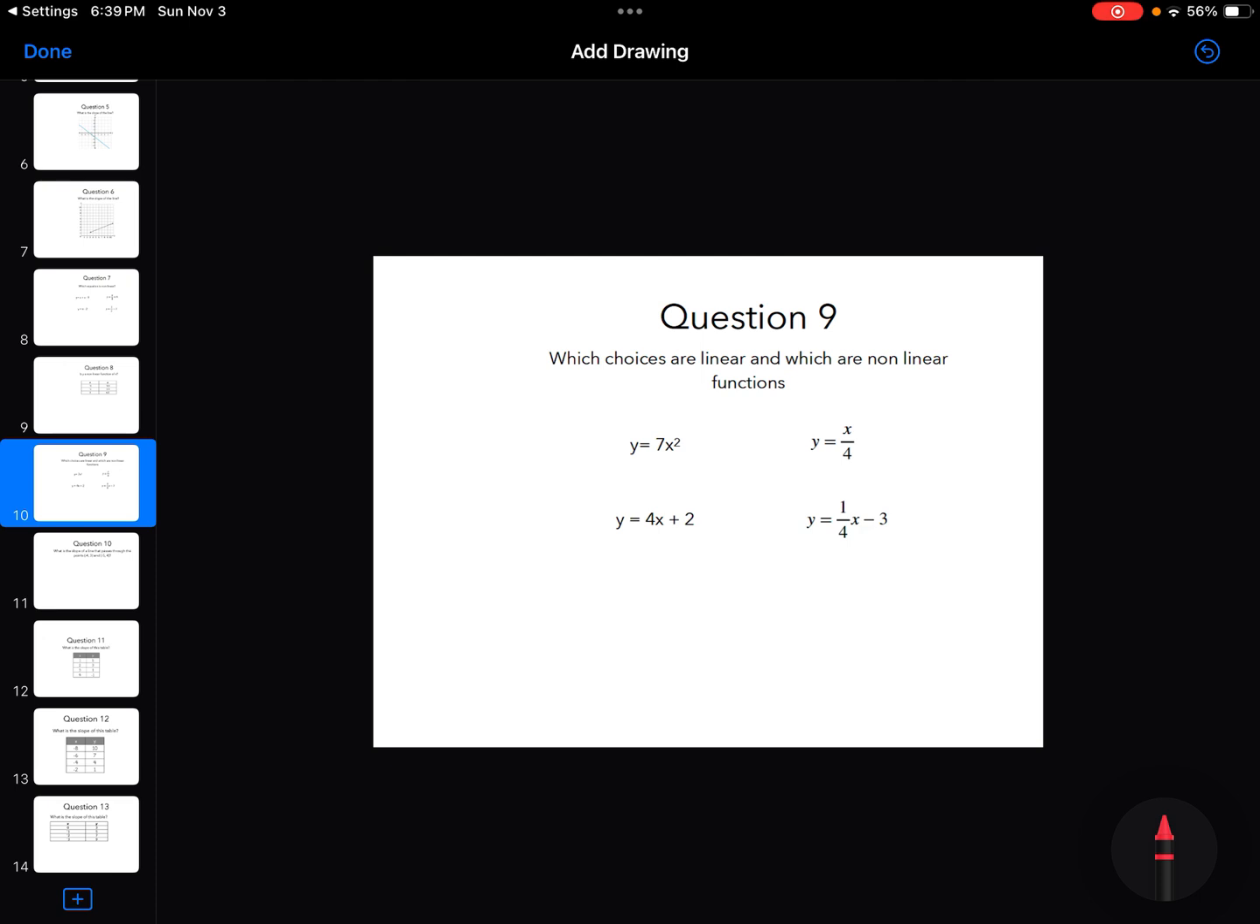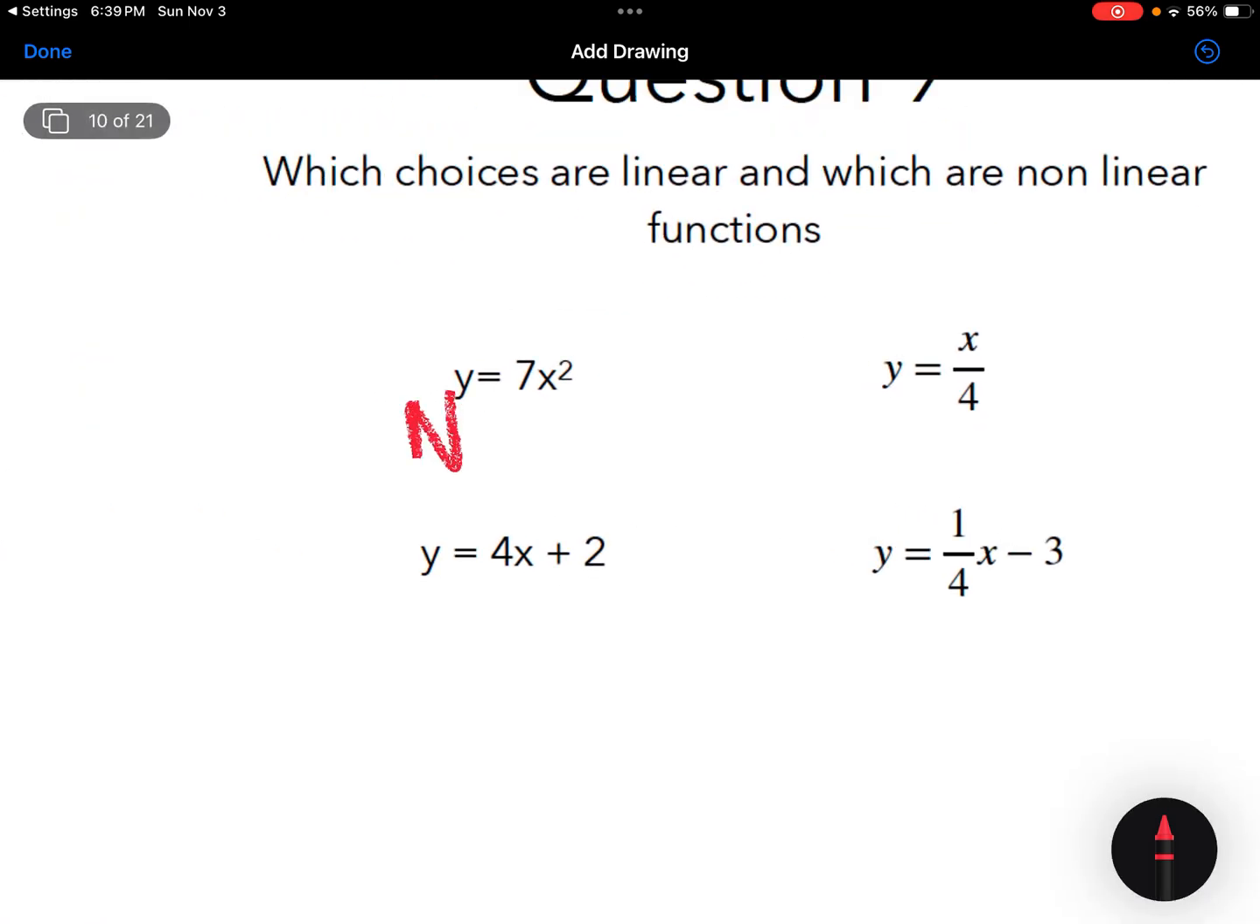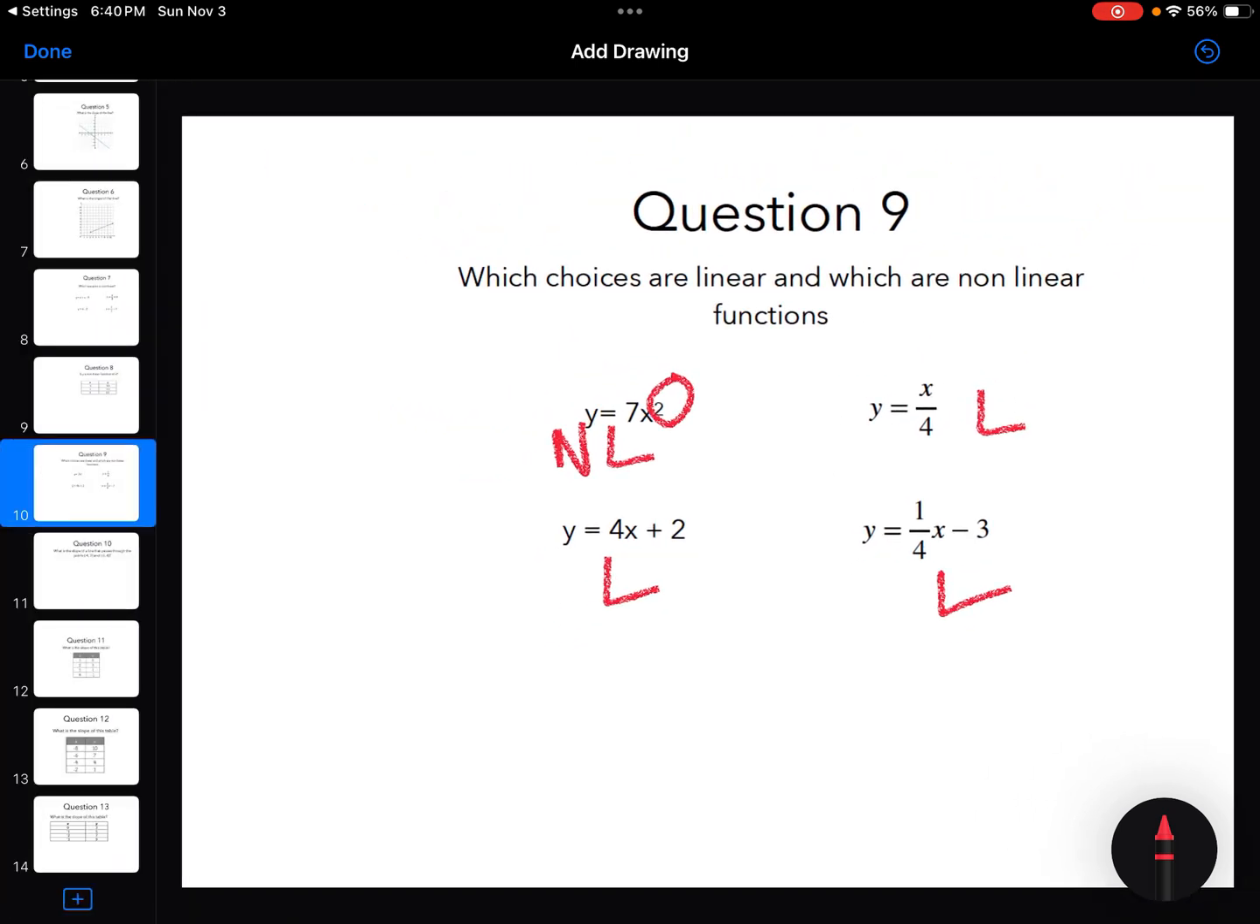All right, which choices are linear and which choices are nonlinear? This one's nonlinear, this one's linear, this one's linear, this one's linear. I know it's nonlinear because of the exponent. You can have x divided by 4, that's okay. You just can't divide by an x.